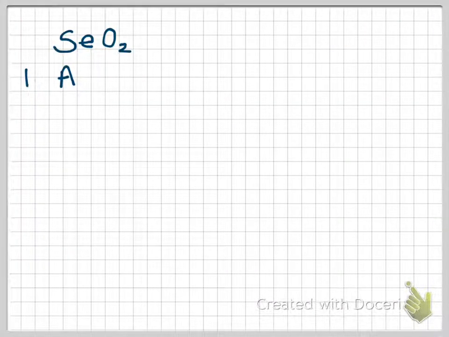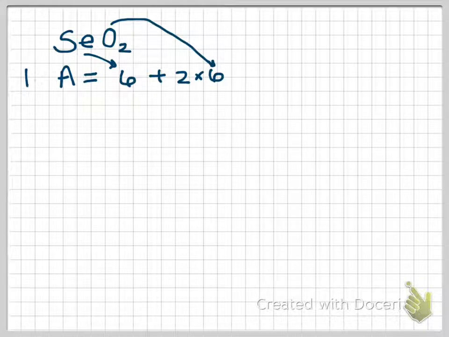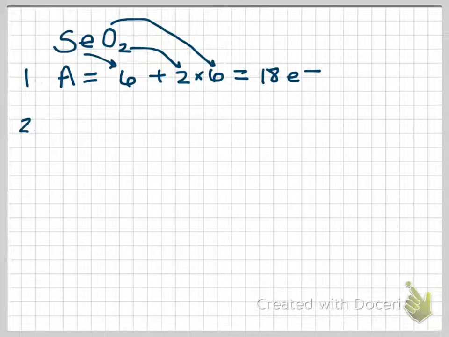So we'll label that as 6 for the selenium, plus 2 times 6 for each oxygen. So that's selenium, that's oxygen, and then I have 2 of them. It's really important that you know where all these numbers come from. I'm not pulling them out of thin air. And so that gives me a total available of 18 electrons.